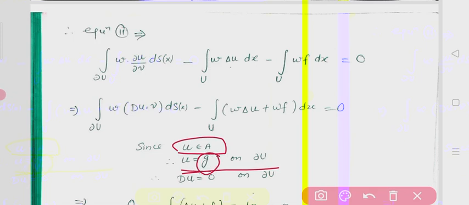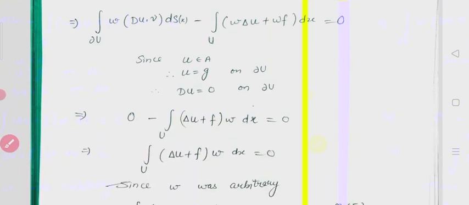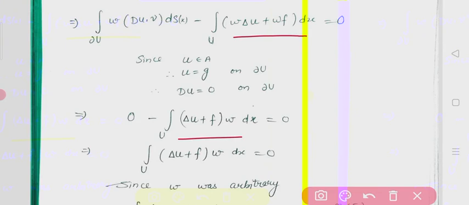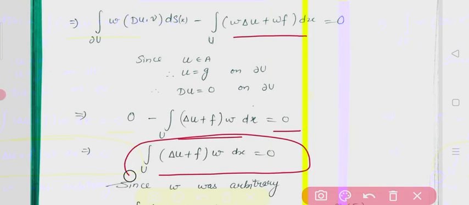So if there is a fixed constant, the derivative of u, if you find out, will be equal to 0 on that boundary. If du is 0 on the boundary, that term is removed. So we are left with only the second term. Okay, so we have only this term. So w is taken common, that is minus of delta u plus f into w, dx will be equal to 0. Multiplying both sides with a negative sign, we get this one.